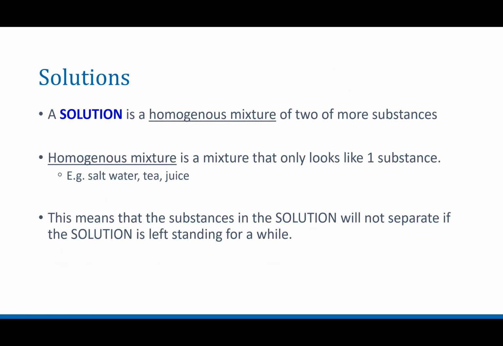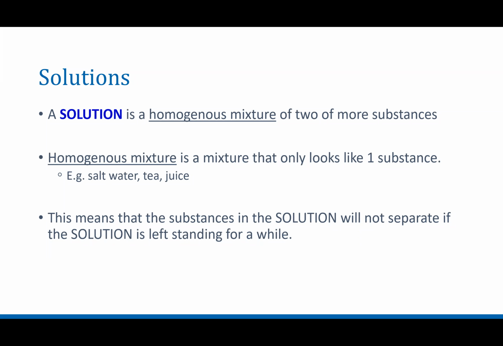A solution. What is a solution? I'm drinking a solution right now. I ordered, don't tell anybody, but I ordered McDonald's for lunch. So I have a Pepsi in front of me or a Coke. A Coke is like a solution. It's a homogeneous mixture of two or more substances.